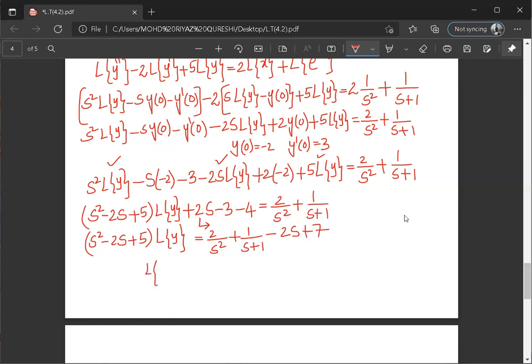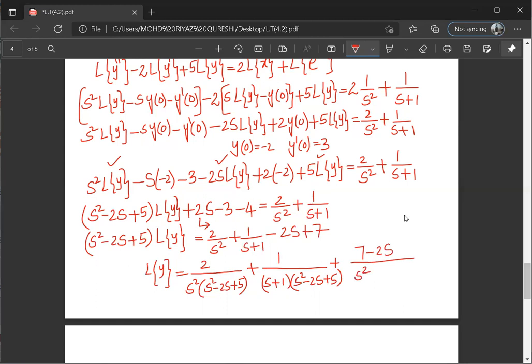Now finally, I need the L of y value, which is equal to 2 over s square times s square minus 2s plus 5, plus 1 over s plus 1 times s square minus 2s plus 5, plus 7 minus 2s over s square minus 2s plus 5.